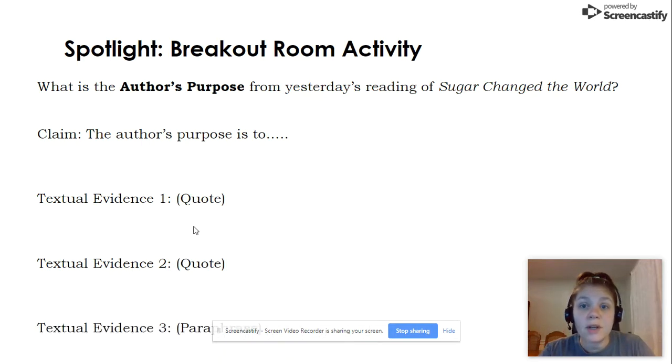And then we were going to spend a large portion of class working on this breakout room activity in small groups, where we were going to take the reading that we did yesterday from Sugar Changed the World, and we were going to identify the author's purpose in the prologue, and we were going to locate pieces of textual evidence that supported what our claim was as far as the author's purpose. We were going to say that author's purpose is to inform, blah, blah, blah, to entertain, blah, blah, blah, to persuade, blah, blah, blah. How are they going to entertain you or persuade you or inform you?